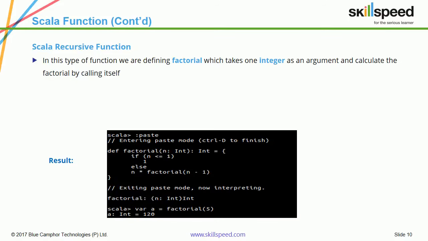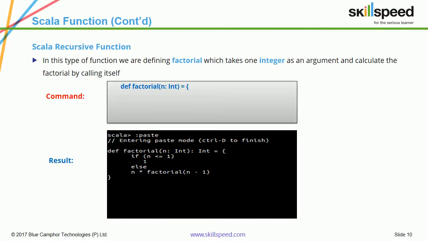Now as you can see, I have declared a function called factorial, which takes a single element called n of integer type as input, and the return type is also integer. Now within the body of the function, I have created an if-else loop wherein I will say if n is less than or equal to 1, then 1, else n multiplies factorial of n minus 1.